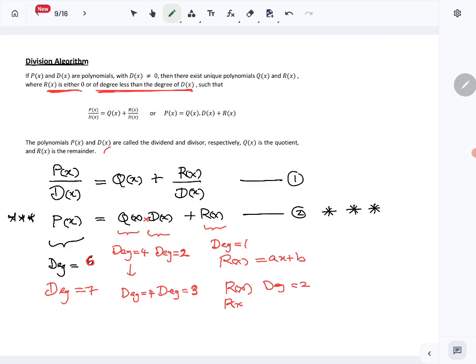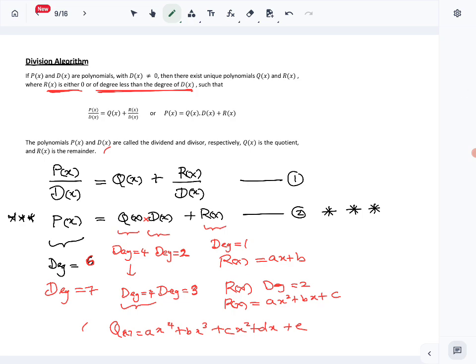So r of x can have what form then? Ax squared plus bx plus c. It's a quadratic, no? Second degree means quadratic. So the remainder in general will have that form if the divisor is degree 3. And what is the quotient's form? In this example I have given, it's a fourth degree, no? So the quotient has general form what? Ax to the 4, bx cube, cx squared, dx plus e. It's a fourth degree polynomial. So the fourth degree polynomial general form is that, right?